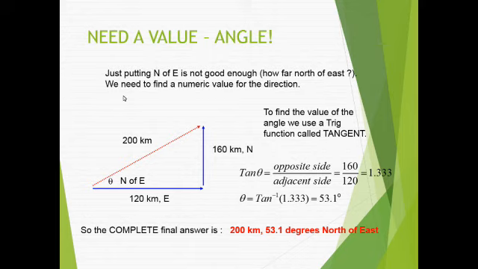We're given a numeric value and direction: 120 kilometers east and 160 kilometers north. In searching for the angle, tangent theta is the opposite side over the adjacent side, which equals 160 over 120, equals 1.33. Using your calculator, you can use shift tan, then put the specific value and it will give you the answer.